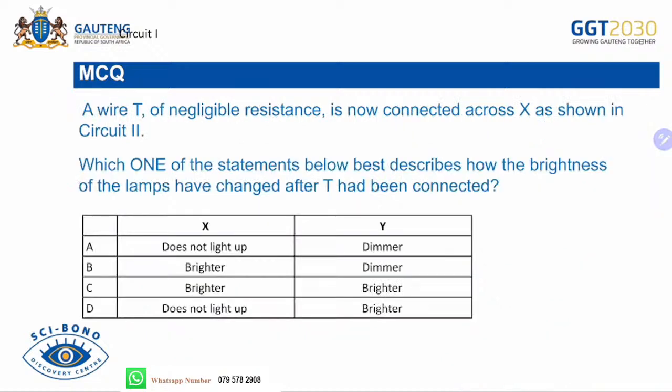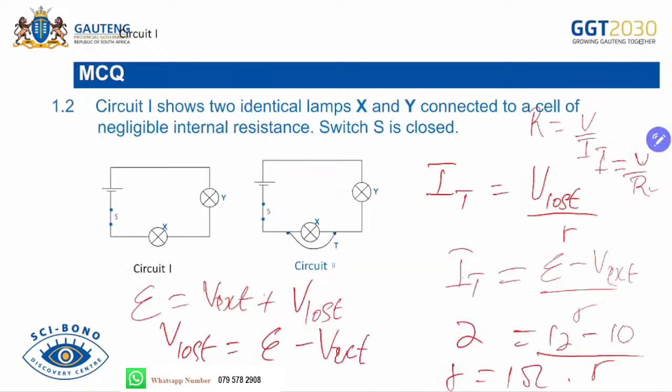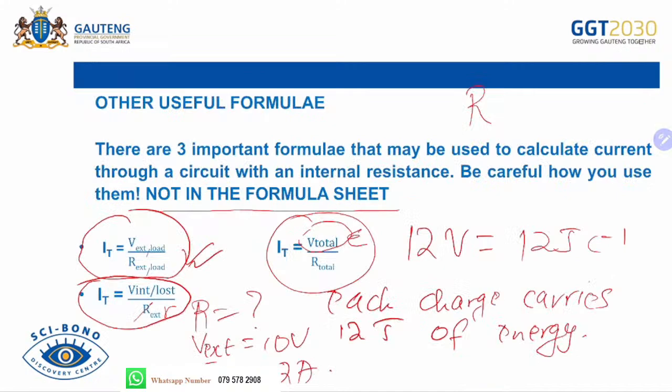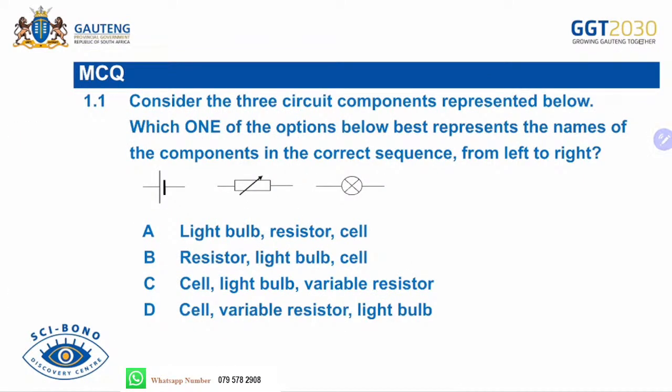All right. Then, let's go back. These are multiple choice questions. You will also get multiple choice questions. You are aware of that. So question 1, it's multiple choice questions, 10 questions out of how many marks? 20 marks. So you are all aware of that in both papers, your paper 1 and your paper 2. Right, so consider the 3 circuit components represented below.